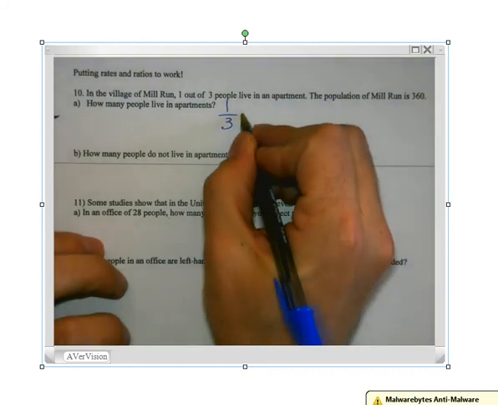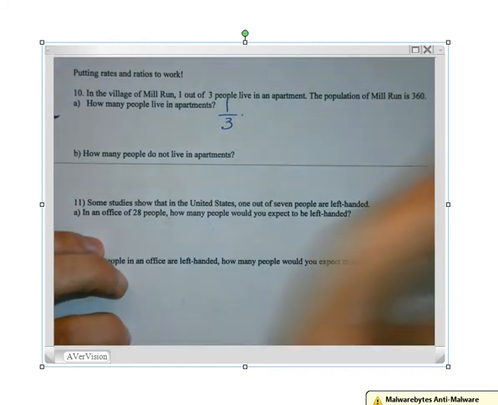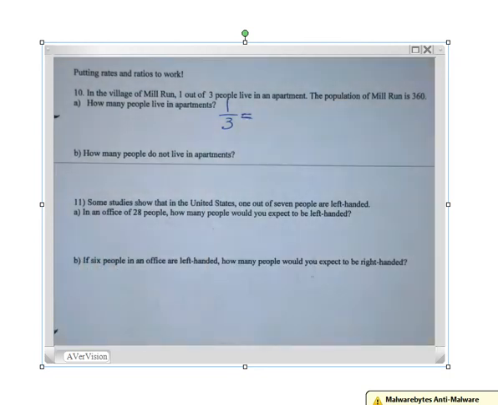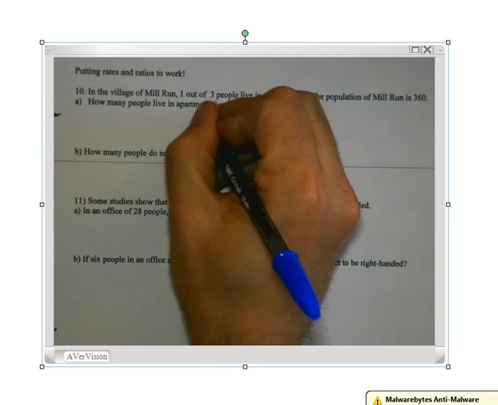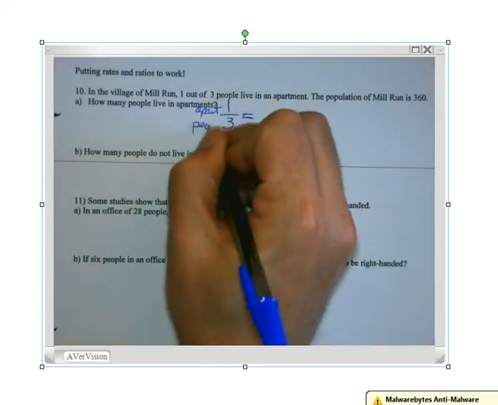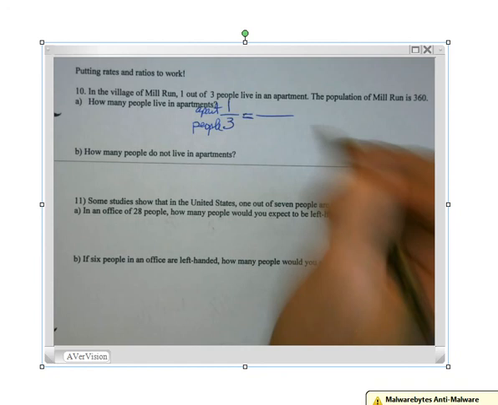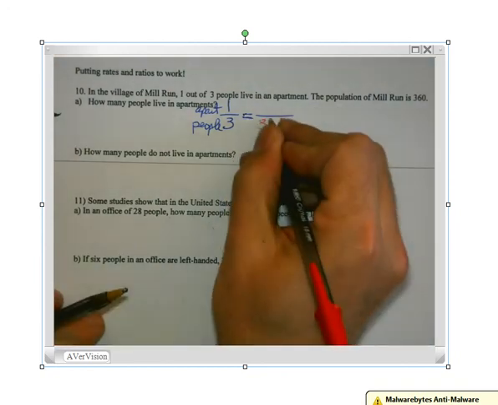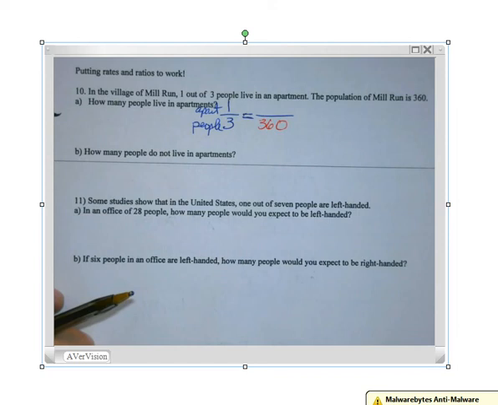I know, and I understand it, and I agree with you, but instead of going just to the decimal, here's what I want to do. If one person lives in an apartment out of every 3 people total, and they tell me that there's 360 people that live in the town, I'm going to use my rate as a proportion to figure this out.